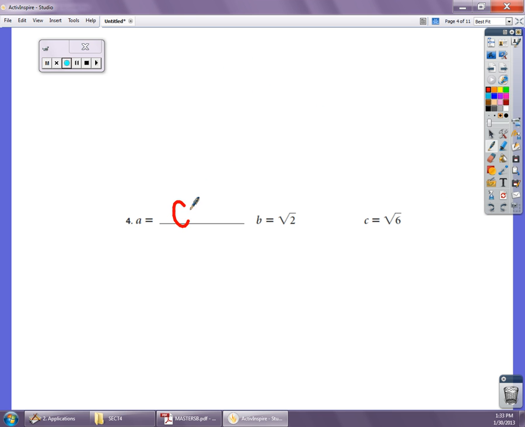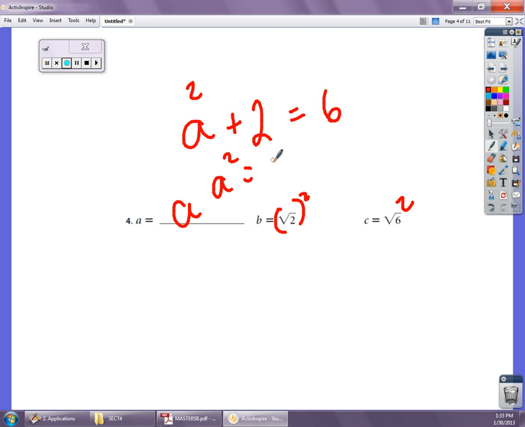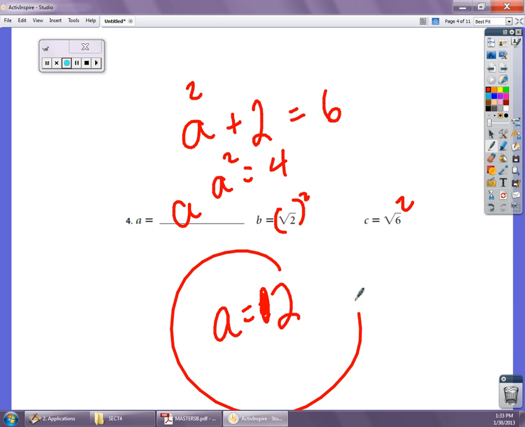Next one, we don't know a, so we're going to square b. And when you square a square root, something that's already in the square root sign, you end up with the number inside. When I square the square root of 6, you get 6. So a, don't forget to square it, plus 2 equals 6. a squared, I subtract 2 on both sides, equals 4. So a equals 2. Remember, it's actually positive and negative 2, but negative doesn't work because a is a length. So your final answer is 2.